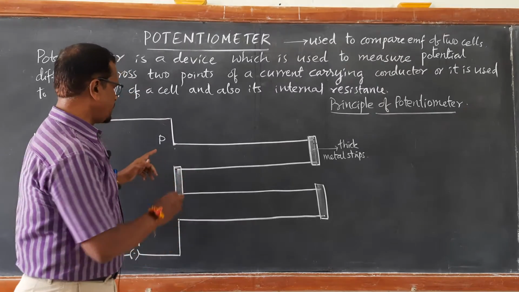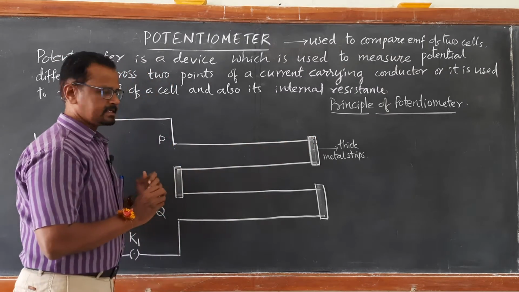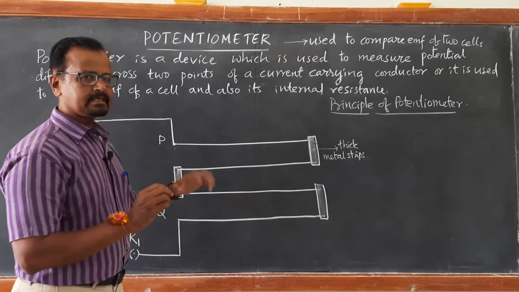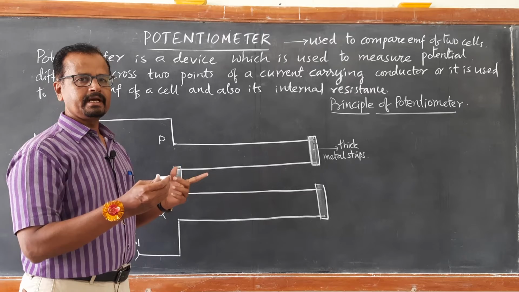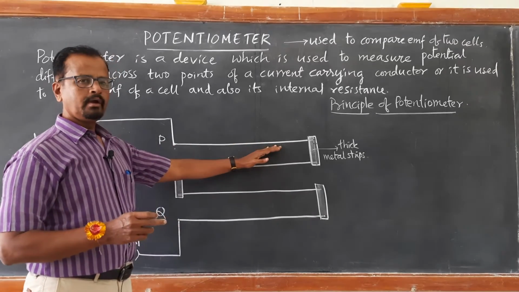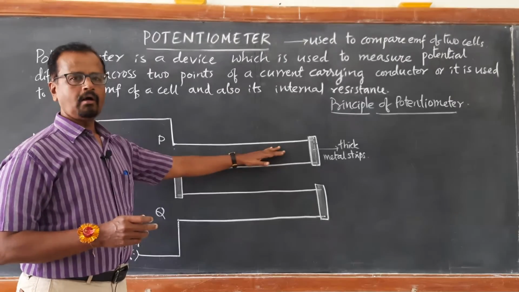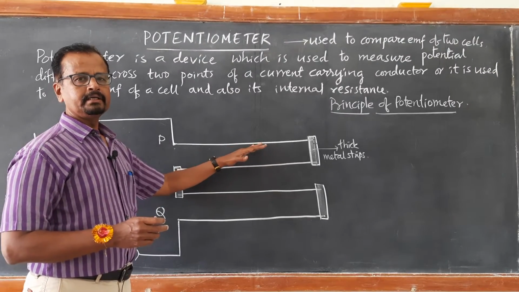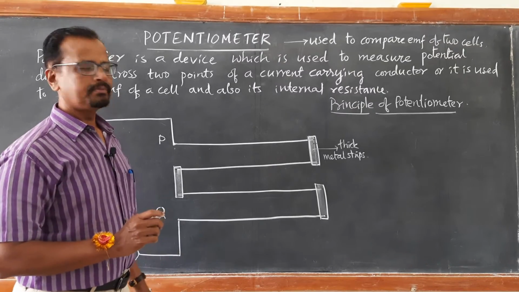See here, as you move from one end to another end, the length of the wire increases, as I said. As length increases, resistance increases. So, we say that voltage across any two end points of a current carrying conductor is directly proportional to its length. This is the principle of potentiometer.